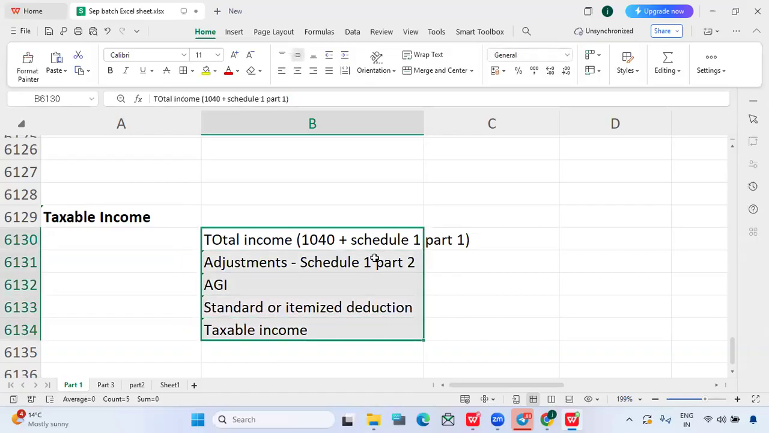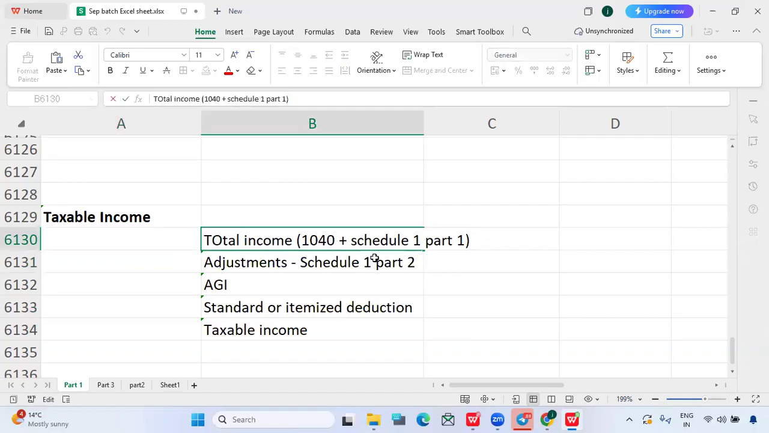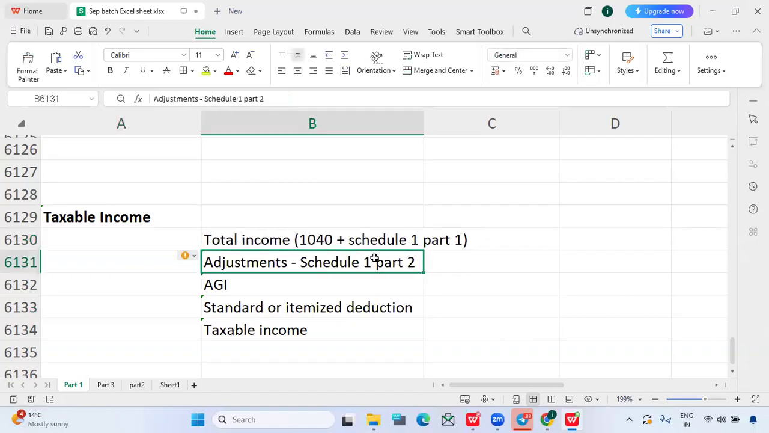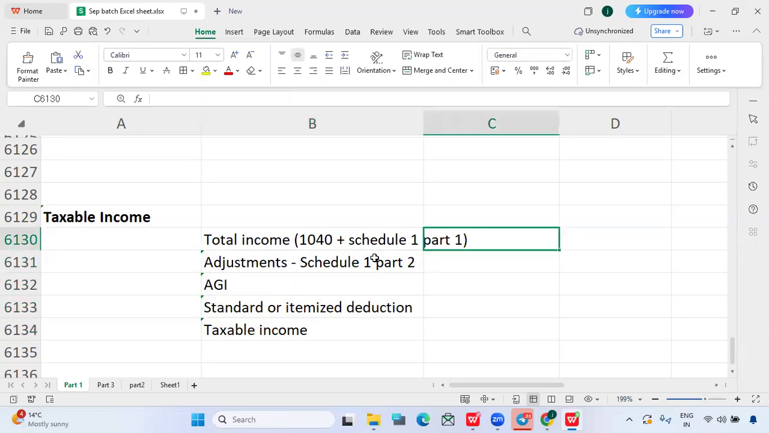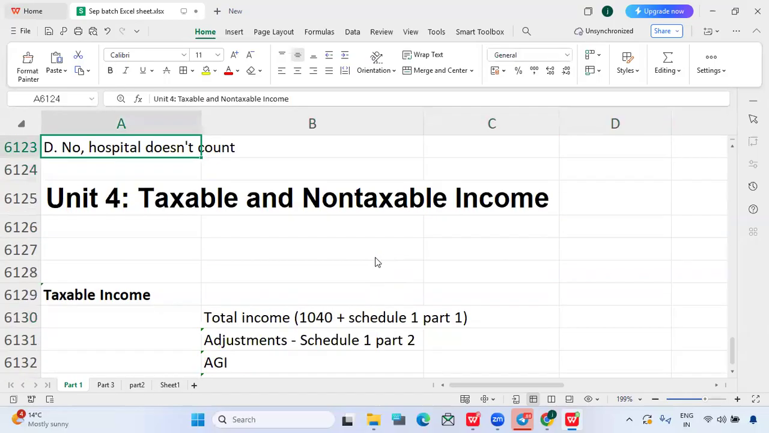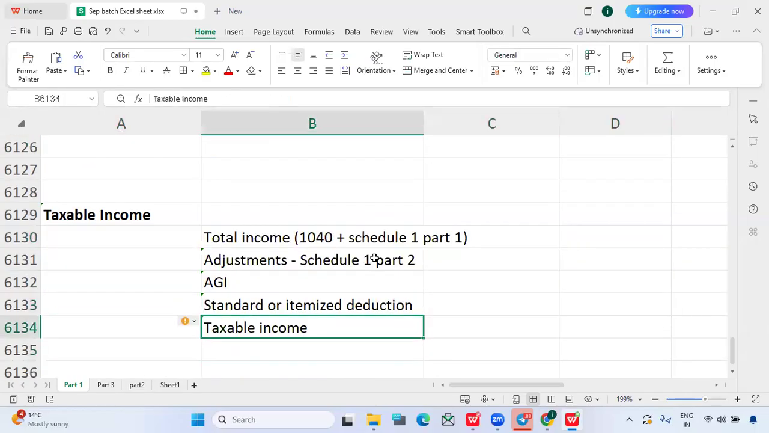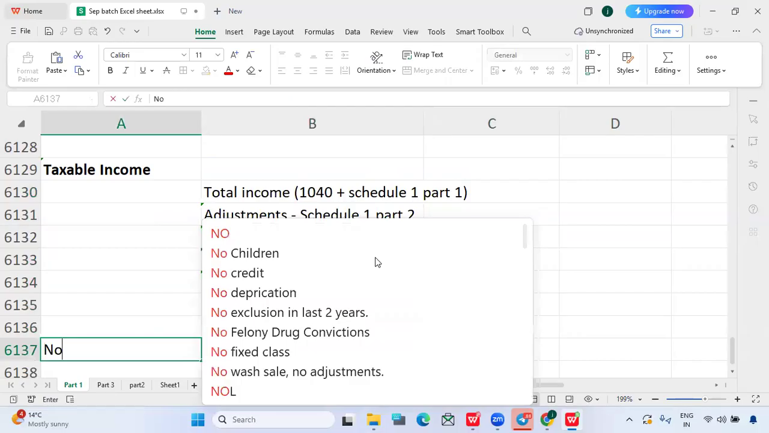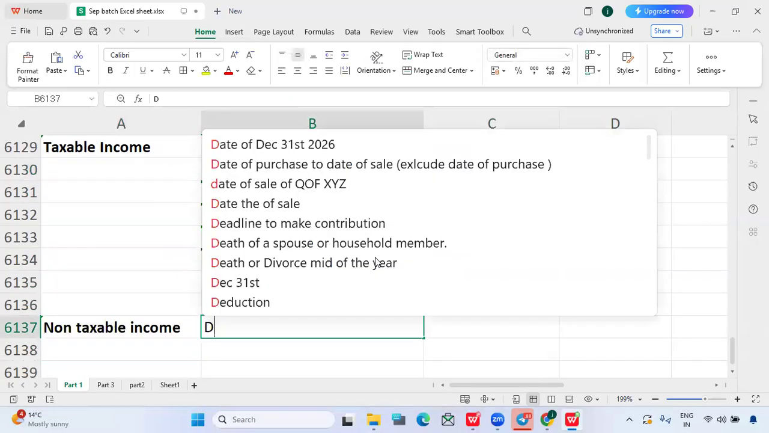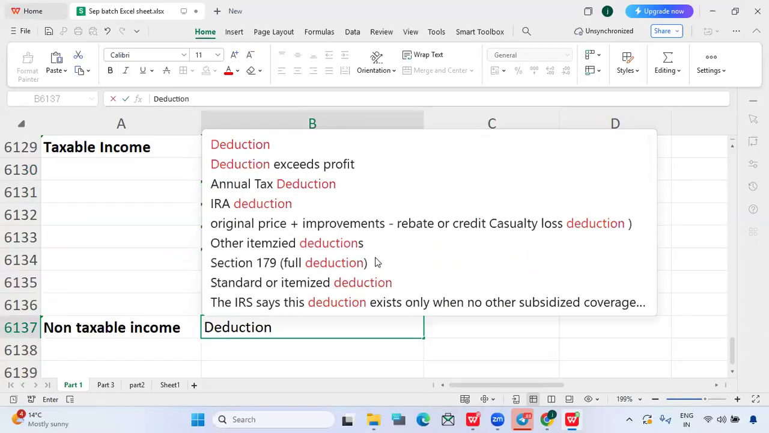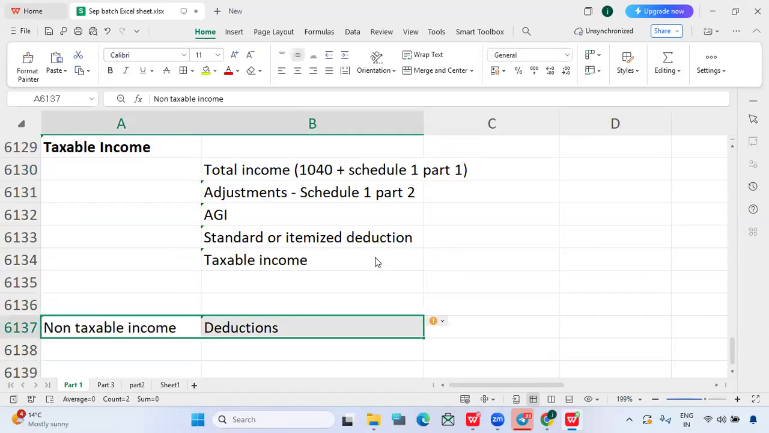So now, a couple of incomes which are not taxable, we call it income excluded. Non-taxable income, and also we have deductions. So we will quickly see the difference between non-taxable incomes and deductions.